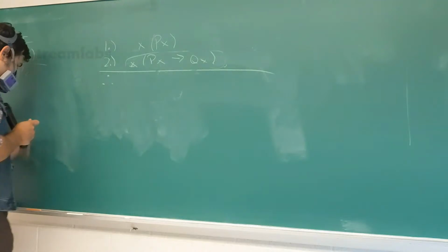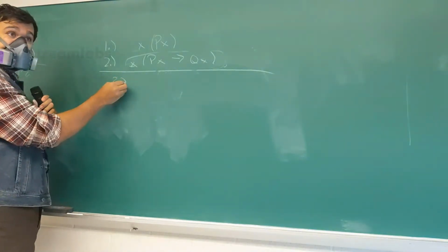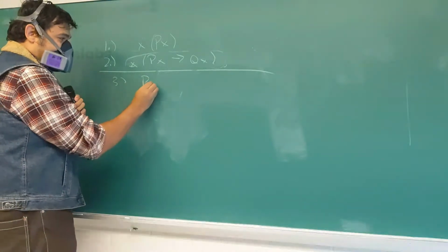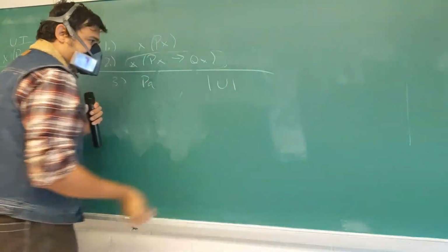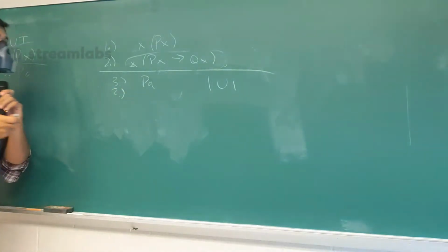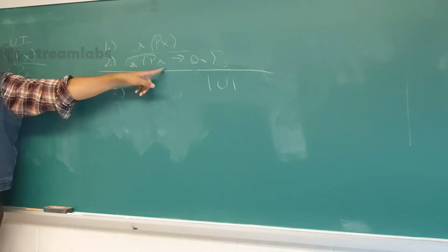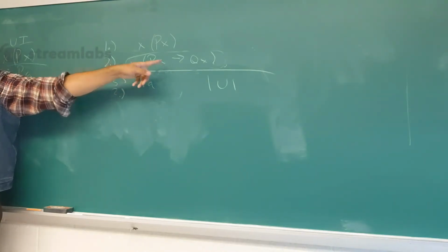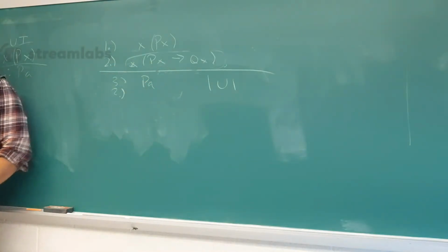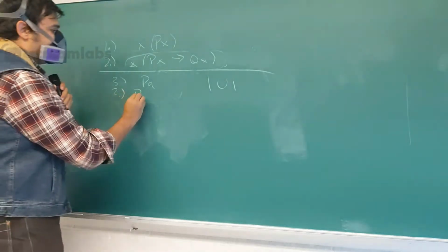Okay, so what's this allow us to do? Well, if I now do 3 and I start a proof, I can instantiate 1. And that gets me PA. I can now also instantiate 2, right? What would happen if I instantiate 2 with the letter A? What would it say? PA implies QA.